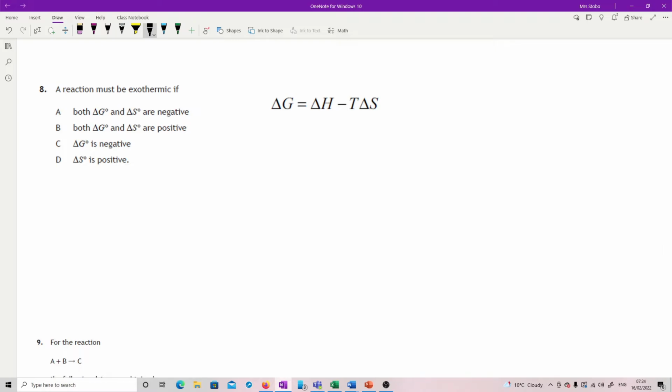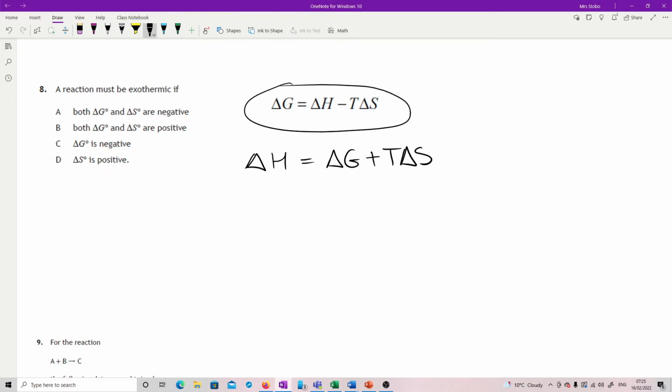Okay. Question 8, you can already see what I've collected from the data book on this one. A reaction must be exothermic if... Okay, so you have to look at this from a relationships point of view, and this is the relationship that you know, that delta G is equal to delta H minus T delta S. So if I rearrange that to help, delta H is delta G plus T delta S. So I'm looking for something that would ensure, regardless of what the numbers are, that this ends up negative, because that's what I'm looking for, exothermic. And then you just work through all of them.